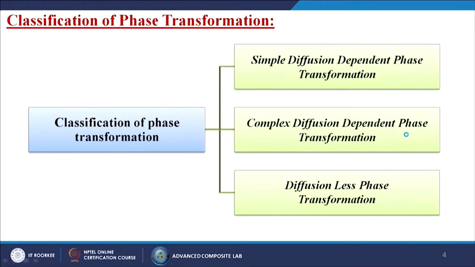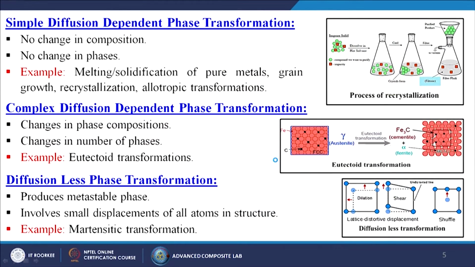First one is called the simple diffusion dependent phase transformations, second one is called the complex diffusion dependent phase transformations, and third one is called the diffusion-less phase transformations. So, what are simple diffusion dependent phase transformations? In that case, no change in compositions, no change in phases. Examples: melting and solidification of pure metals, grain growth, recrystallization, allotropic transformations.